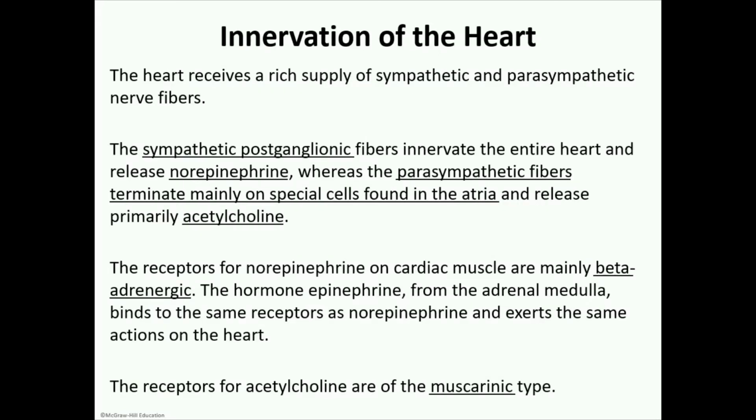Now for the innervation of the heart, it has sympathetic and parasympathetic fibers. The sympathetic fibers that innervate the heart release norepinephrine, and you'll find that the heart cells have beta adrenergic receptors in order to respond to that, while the parasympathetic fibers are going to release acetylcholine, and the myocardial cells have cholinergic receptors of the muscarinic type.